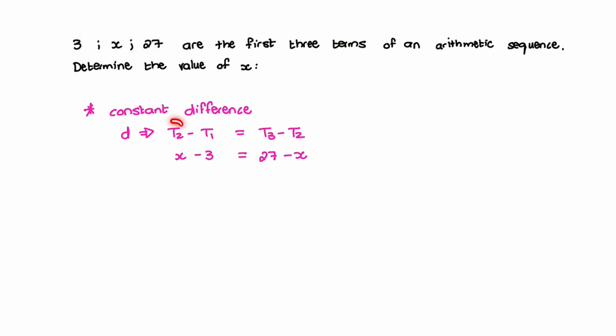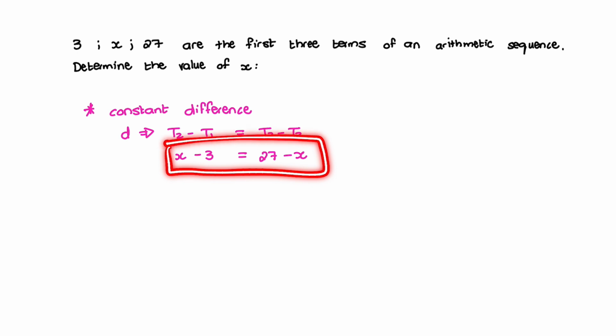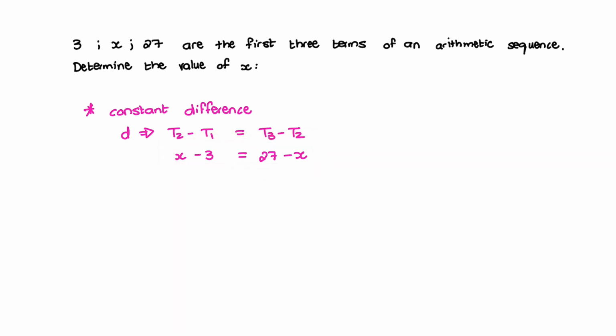So if we say term 2 minus term 1, we have x minus 3. And that is equal to term 3 minus term 2. So we have term 3 as 27, and we subtract x from that. And can you see I make these two expressions equal to each other because it represents a constant difference between terms. So if I move negative x to the left-hand side, it becomes positive.